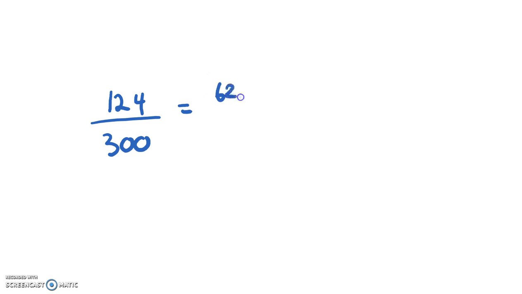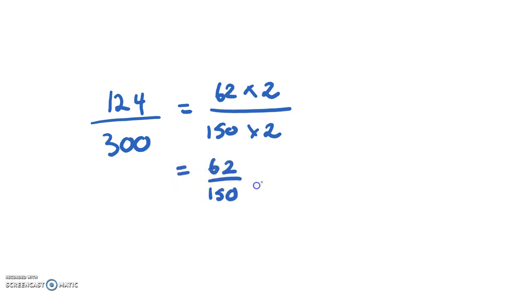Alright, so 62 times 2, or 2 groups of 62 or whatever, over 150 times 2. Yep. The reason I'm doing this is so that you know when you can cancel. You can only cancel when it's all multiplication on the top, all multiplication on the bottom, and you have common factors. Because the 2 on 2 goes down to 1. Yeah? The 2 on 2 cancels to 1.